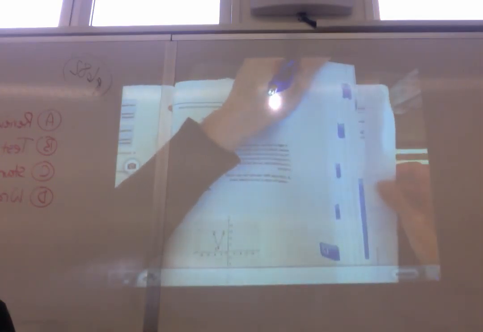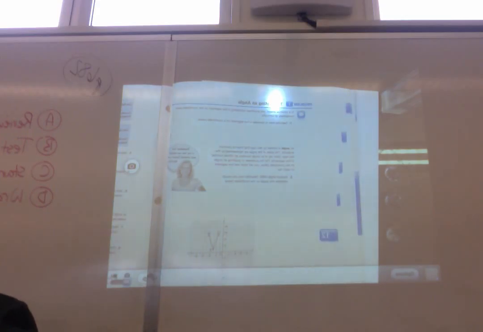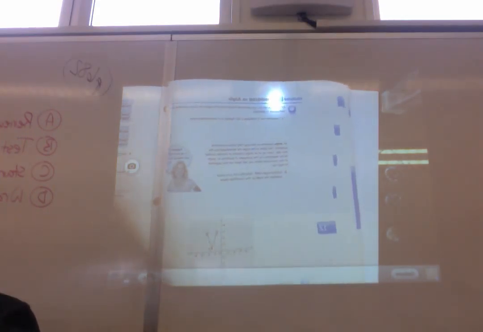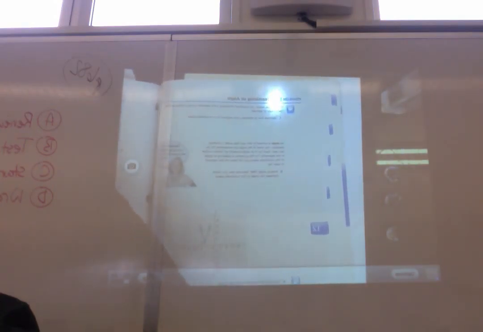Translating an angle. We did some translation last week, yes? Oh, yeah, we did. We were translating lines. What did we do when we were translating lines? We kept the line intact. And what did we do with it? We moved it. Okay?